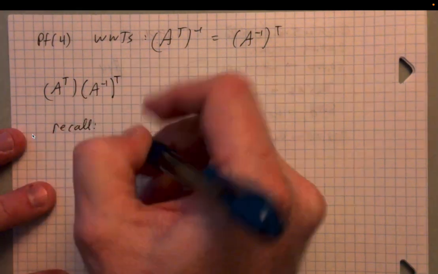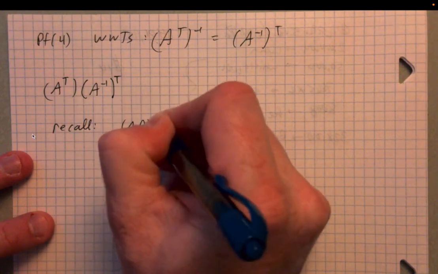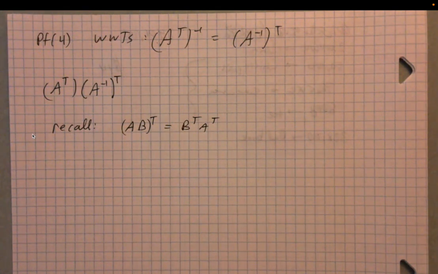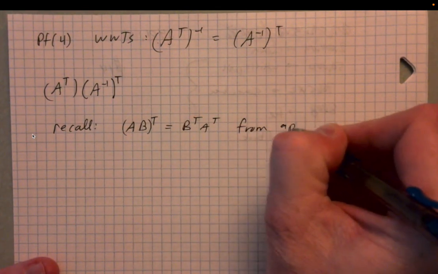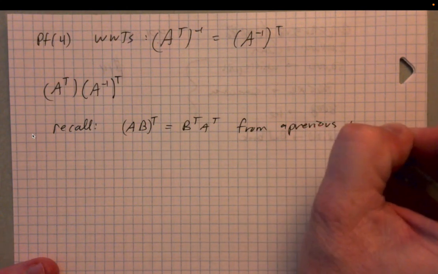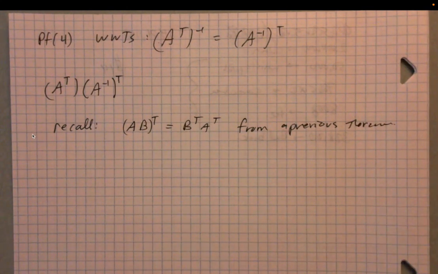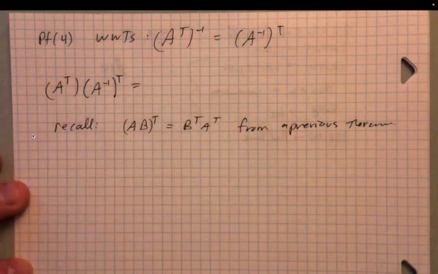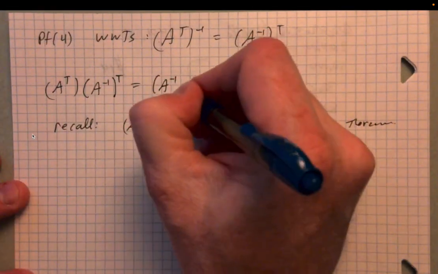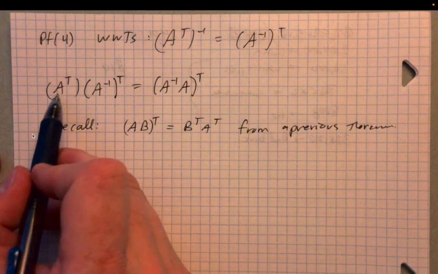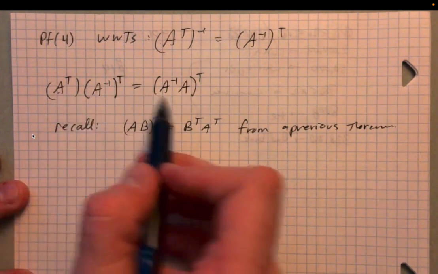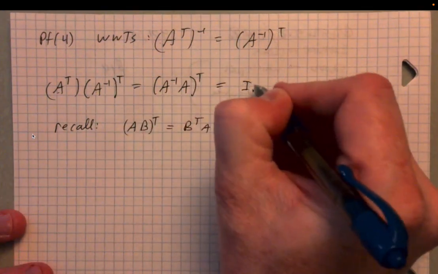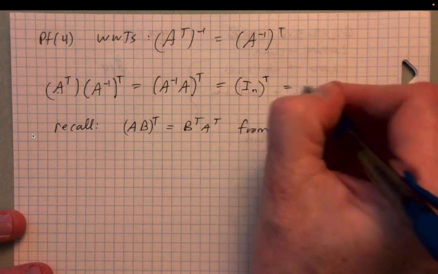Recall, if I have AB transpose, then that's equal to B transpose A transpose, right? This was from a previous theorem. We're going to use that here. We've got A transpose and we've got A inverse transpose. So that's going to be equal to A inverse A transpose. We reverse the order, so A is first and then A inverse becomes A inverse A. And we can clearly see that this is the identity matrix transposed, which is just the identity matrix.